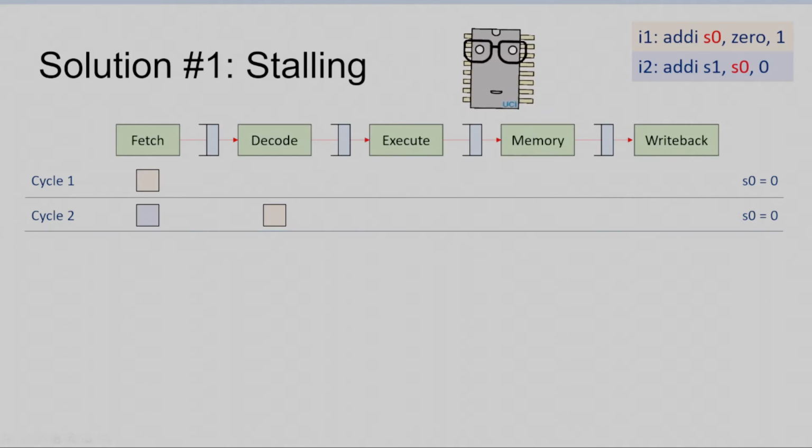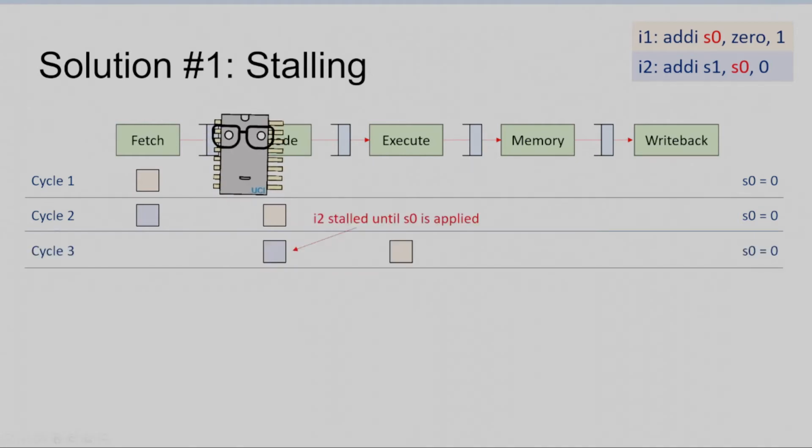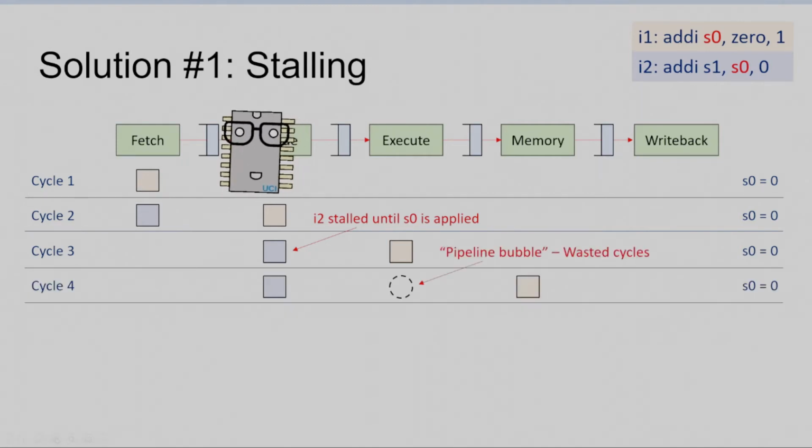Next cycle, instruction 2's memory read request has been sent out. At the next cycle, instruction 1 has reached the execute stage. It's calculating the results of 0 plus 1. Instruction 2 has now reached the decode stage, but the processor is going to keep it there until S0 is applied. And at the next cycle, instruction 1 is allowed to move forward with this computation, but as instruction 2 is stuck there, it introduces a pipeline bubble into the execute stage, because the execute stage doesn't have any useful work to do right now.